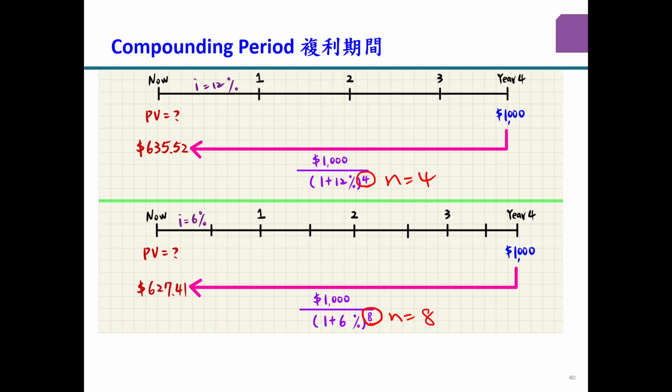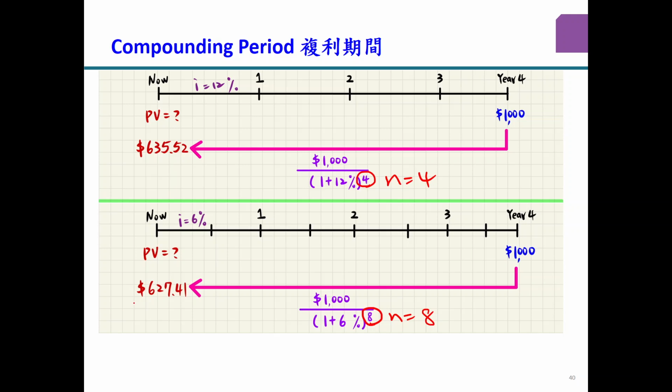Okay? So from this, did you find out? In the end, after 4 years, we got the same amount of money. But why? Case 2, you just need to invest less money. Because for case 2, I invested less money, but I got more interest. So in the end, we can get the same money, right? Okay? So did you find out?